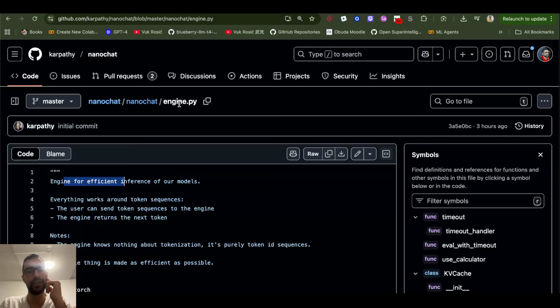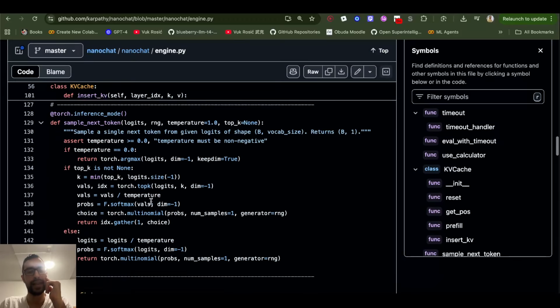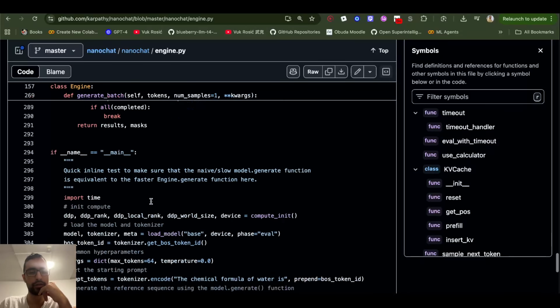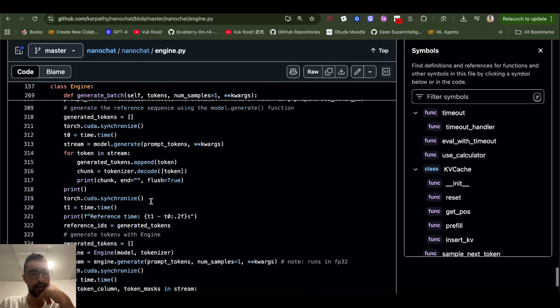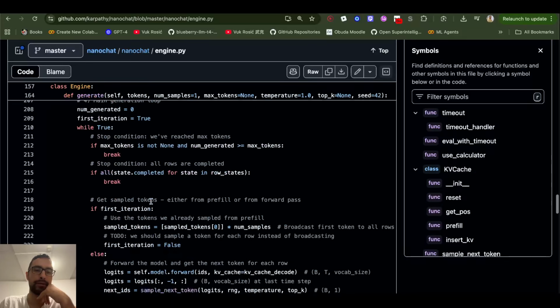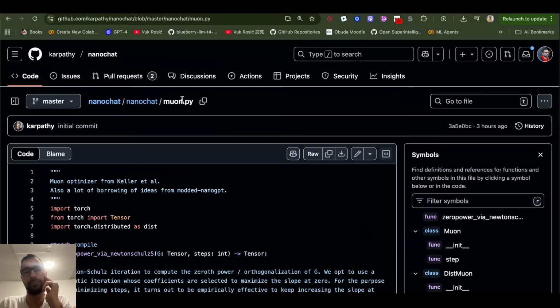Then we have this engine.py for efficient inference of the model. We have KV cache, and then engine code is big. Actually, I'm not so deep into inference. I also need to figure that out. I need to learn that as well. But now I'm just focusing on pre-training. And I'm also interested in muon.py.